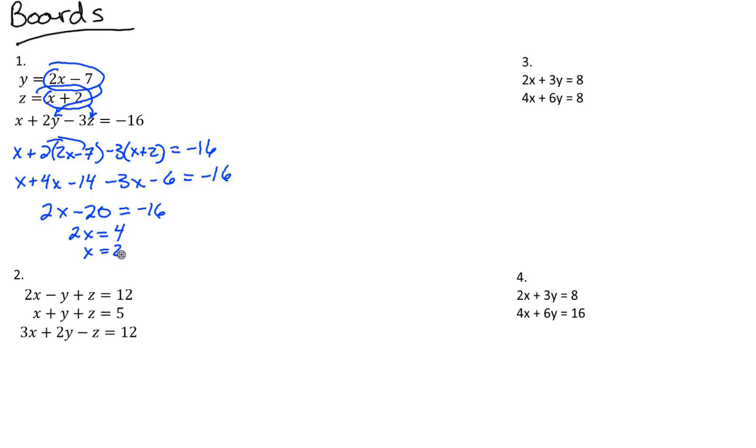X equals 2. We're not done. We got to stick that back up in there. So what does that mean? We have y equals 2 times 2 minus 7 equals 4 minus 7 is a negative 3. And z equals x plus 2, x is 2, so we have 2 plus 2 is 4. So we have 2, negative 3 is y, and 4 is z. So that is our point of intersection of these 3 equations.